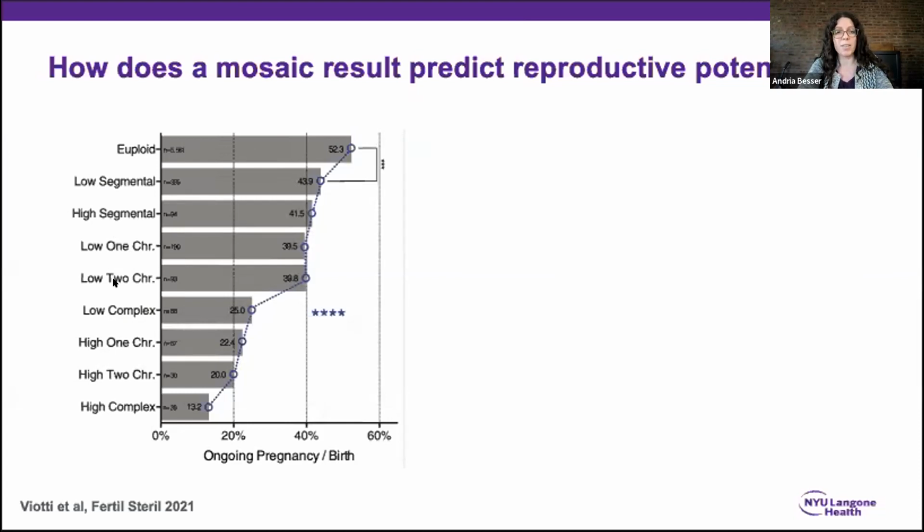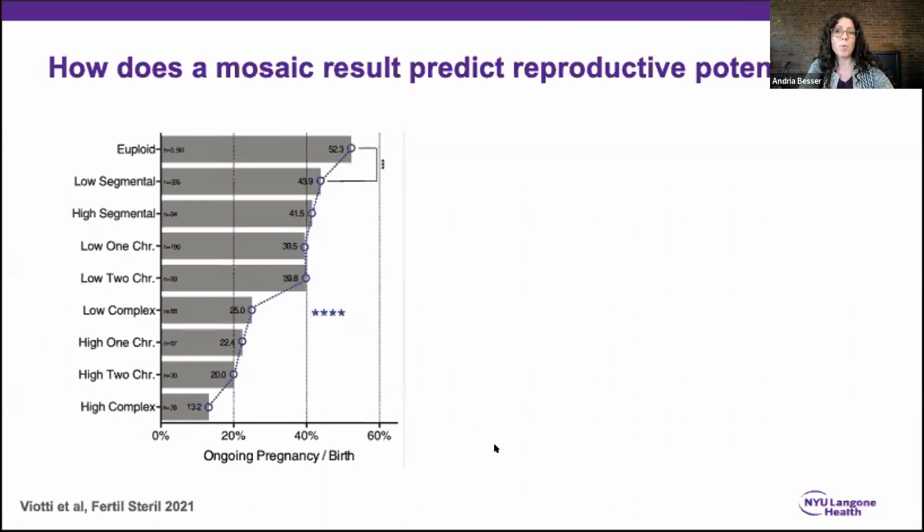But where we did see another difference was when we got to the low level complex mosaics. Those are ones that involved at least 3 chromosomes that had an abnormality. Also in the lower outcome category was the high level mosaics for an entire full chromosome, either 1 or 2, or complex, having the lowest pregnancy rates, again, meaning 3 or more chromosome abnormalities.